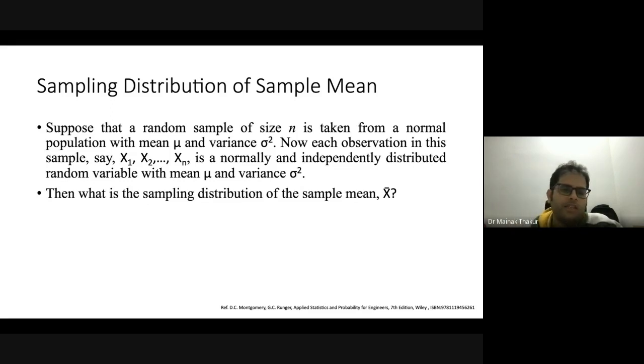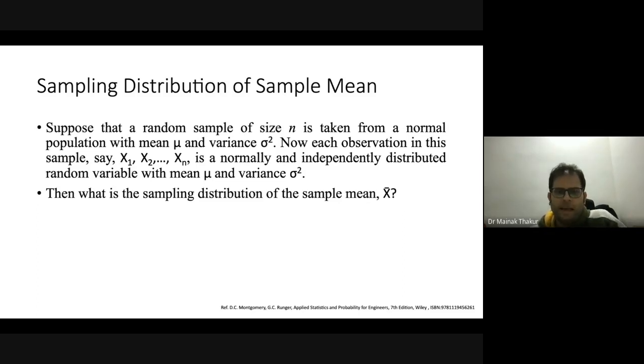You remember the normal distribution is defined by two parameters. One is the mean mu, and the other is sigma square, the variance. So now each observation is like this, let's say.